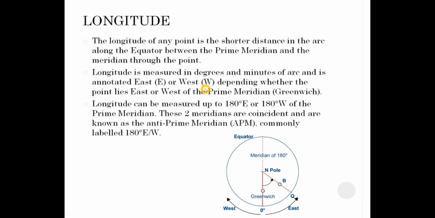Now remember, latitude is measured up to 90 degrees north or south. Longitude is measured 180 degrees east or 180 degrees west. So here is 0, then come 10, 20, 30, 40, 50, here 90, and here 180 degrees east or west. These two meridians are coincident and are known as the anti-prime meridian, commonly labeled as 180 degrees east or west.